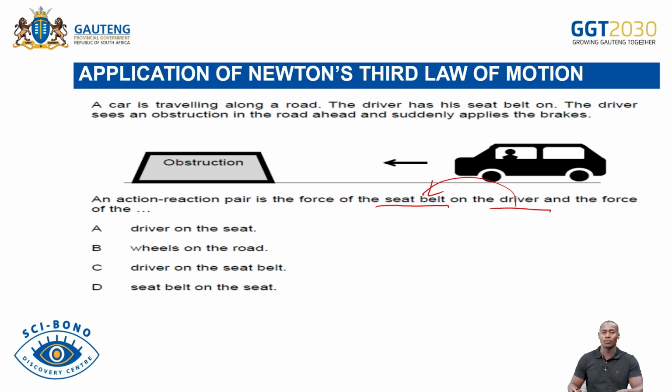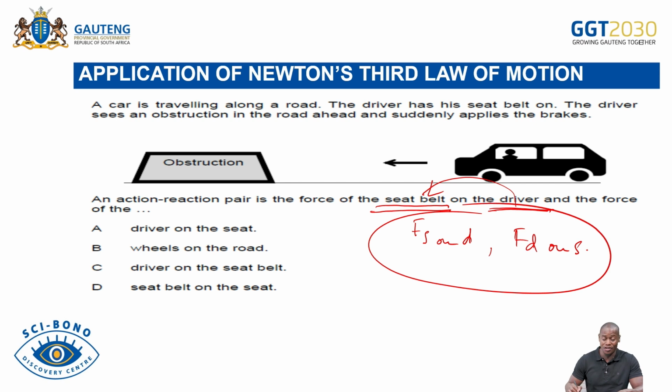So first thing that we need to do, if you're given a question like this one, identify the objects that are exerting forces on each other. It is the seat belt and the driver. All right. So the action is the force exerted by the seat belt on the driver. It's what is given, right? And this should go together with force driver on the seat belt. So this is action-reaction pair of forces. So when you look at option A, driver on the seat, can you see the objects that are there?